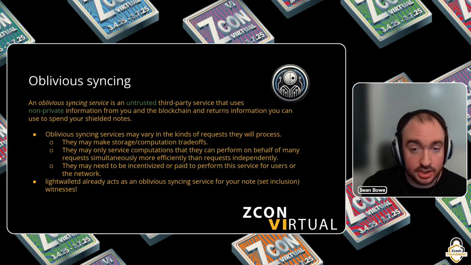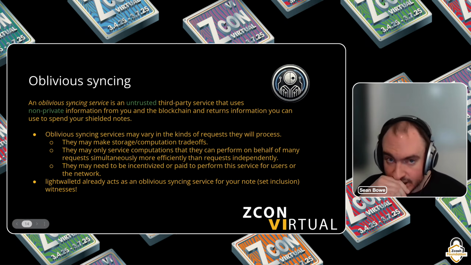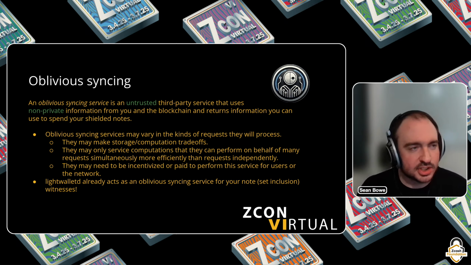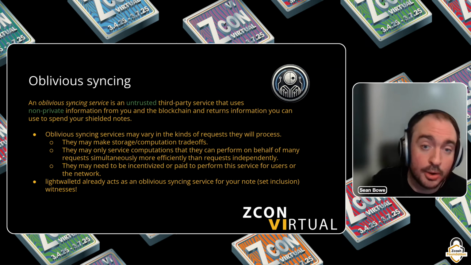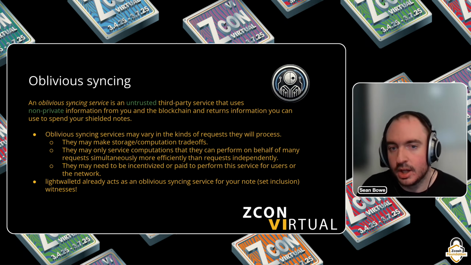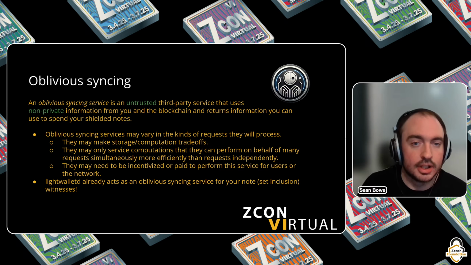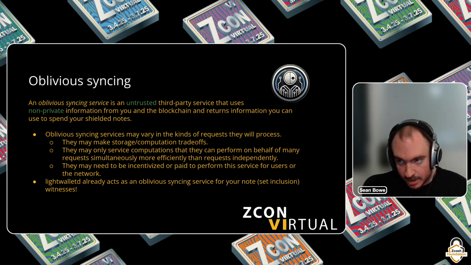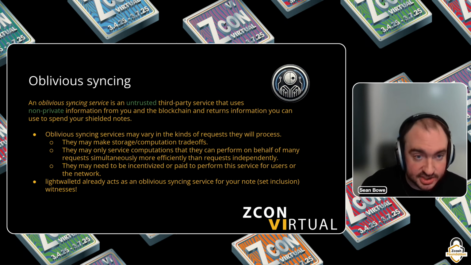And we can use the updated witnesses that it gives back to us to create transactions that spend our notes. And I'd like to point out that we already have something, if you squint a little, that can be crudely thought of as an Oblivious Syncing service right now, and that's LightWalletD. So right now, when you open your Zashi wallet or whatever, it asks the LightWalletD server for some information, and then LightWalletD is responsible for performing some computations to help you sync your notes and update your witnesses to the latest version of the blockchain to account for all the transactions that have happened.